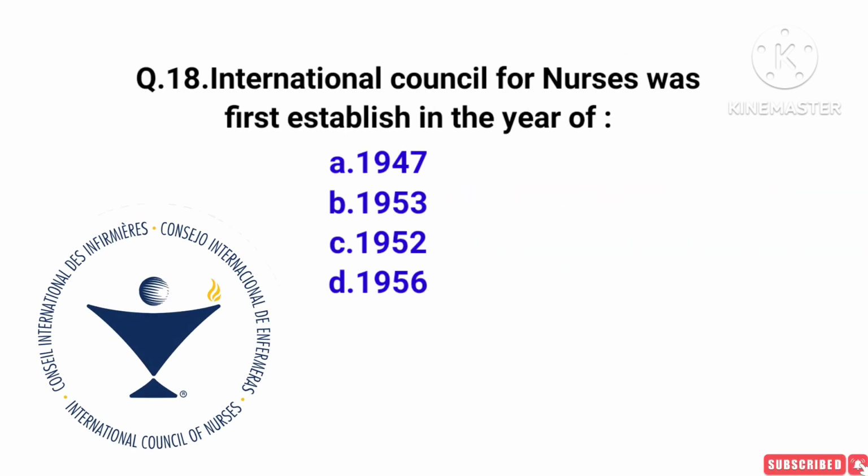International Council of Nurses was first established in the year 1947, 1953, 1952 or 1956? International Council of Nurses was first established in the year 1953.